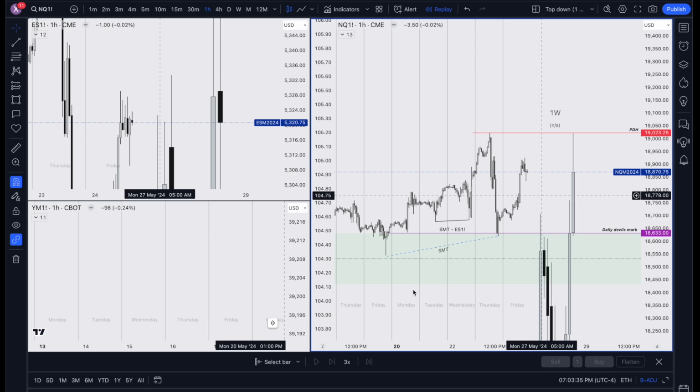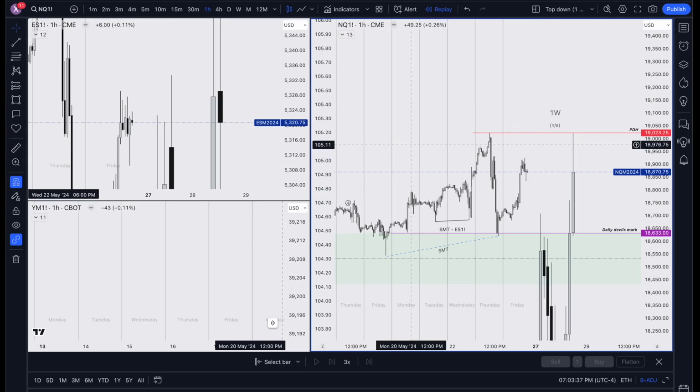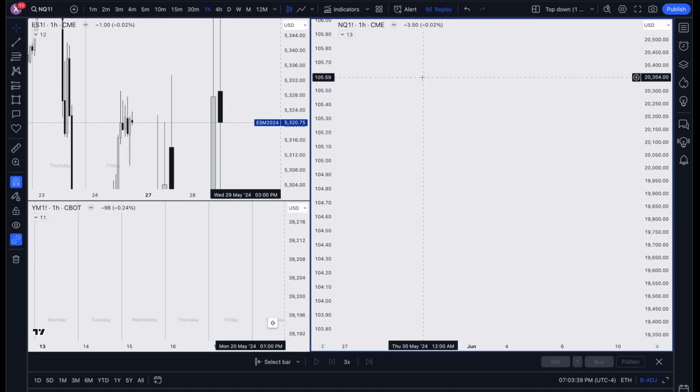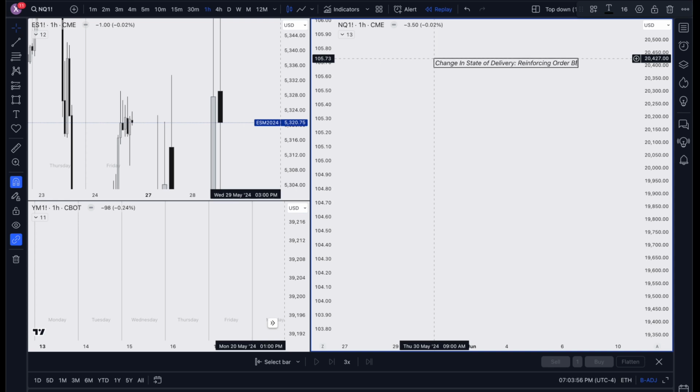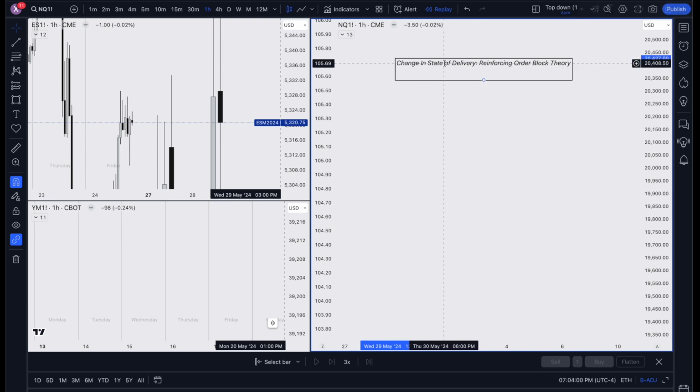Let me share my screen and let's get right into it. As always, we'll start with a blank screen and lay out the plan of attack. Change in state of delivery, reinforcing order block theory. Let's do some housekeeping to start things off.